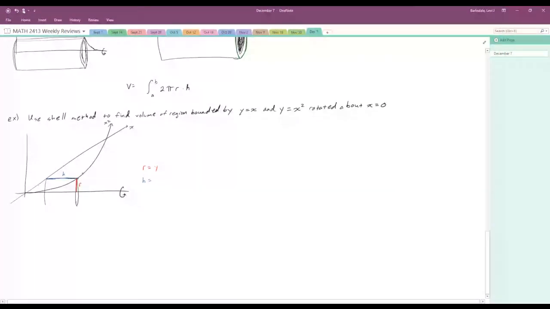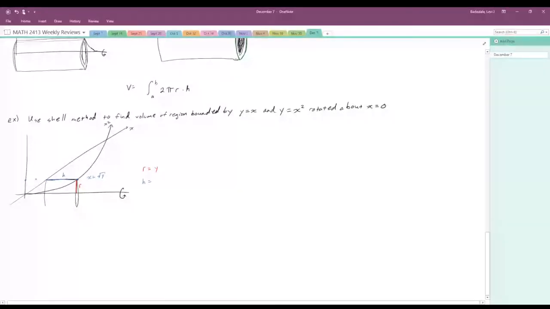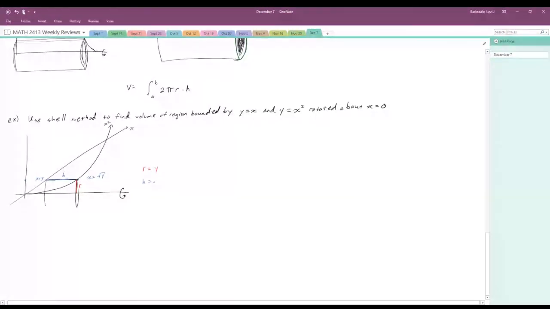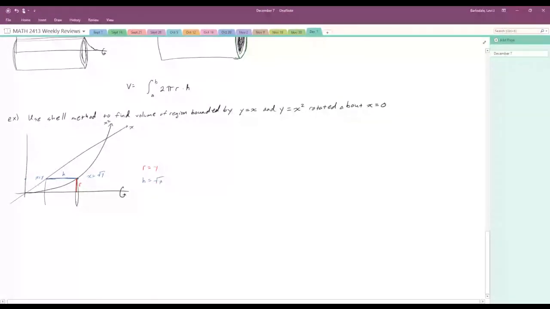So here I have y equals x squared, or in other words, my x value is equal to the square root of y. And down here, y equals x, so x equals y. Well, this distance would be the higher x value minus the lower x value, or the square root of y minus y.